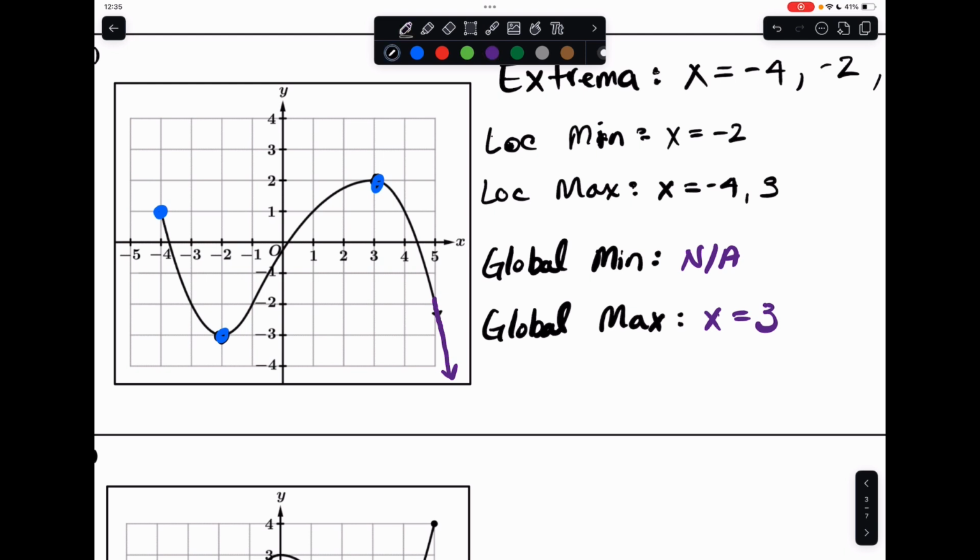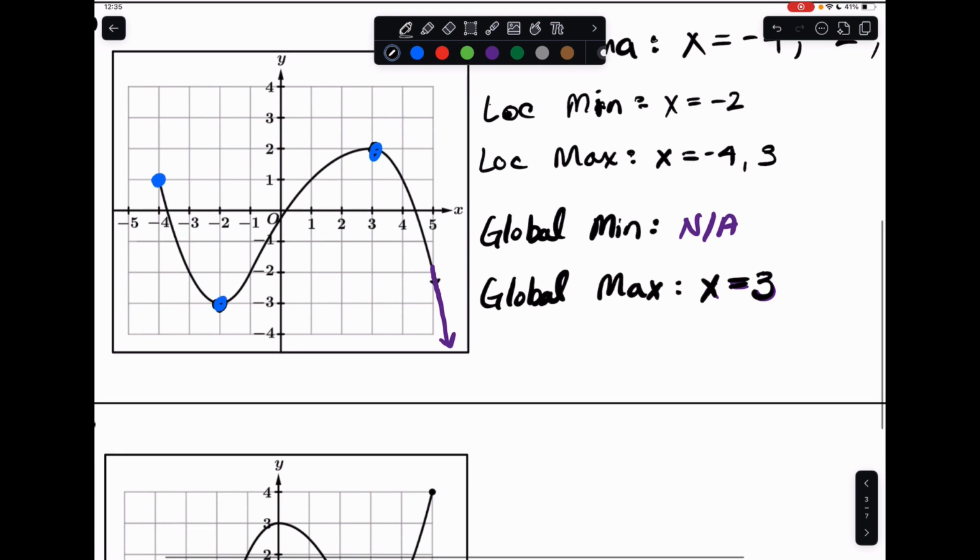So x equals 3 is the location of our global max.